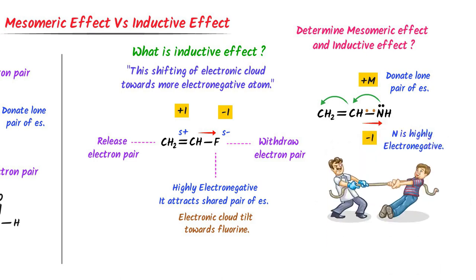So there is a sort of fighting between mesomeric effect and inductive effect. Can you guess who will win this fight? Well, mesomeric effect dominates the inductive effect and wins this fight. Thus note it down that positive M effect is greater than inductive effect negative I.